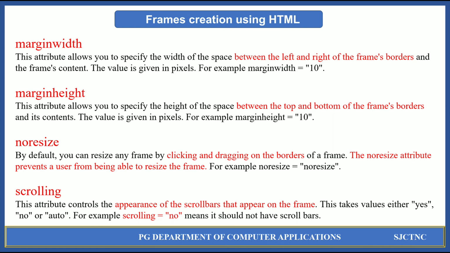Then scrolling. This attribute controls the appearance of the scroll bars that appear on the frame. Again, it has values of yes or no type. Scrolling no means you can't scroll. It means scroll bars won't appear. If it is yes, scroll bars will appear on that frame. We can scroll and view the remaining things.